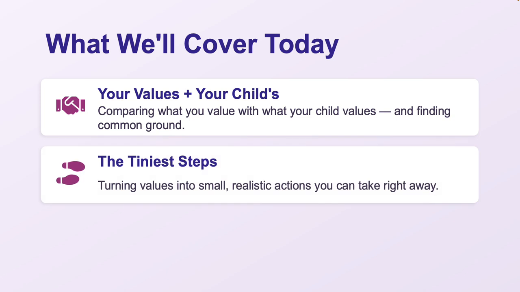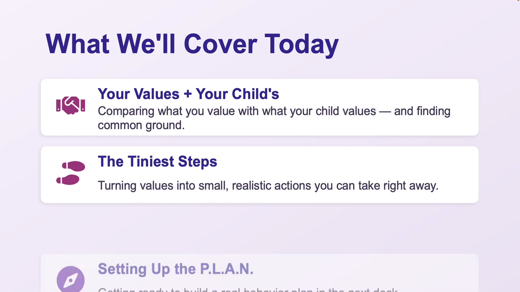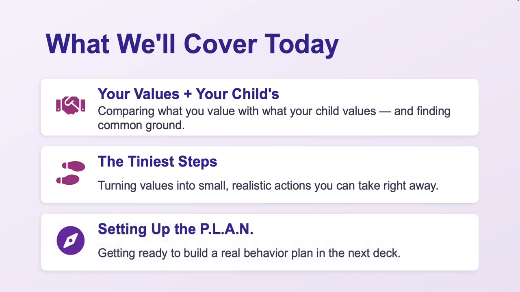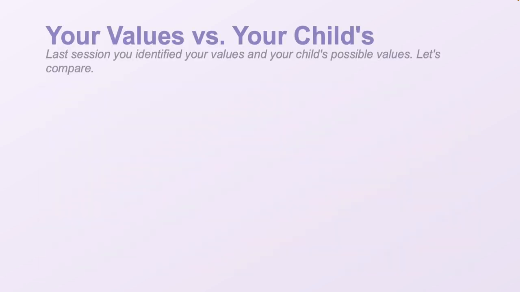What are the tiniest steps that you can do? Turning those values into small, realistic actions, tiny, tiny little goals to work towards and operate under your values and work towards larger goals. And then start setting up a plan. And what does the plan mean? So getting ready to build a real behavior plan in the next set of things that we'll be working on.